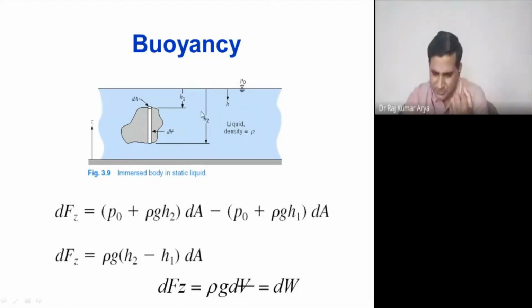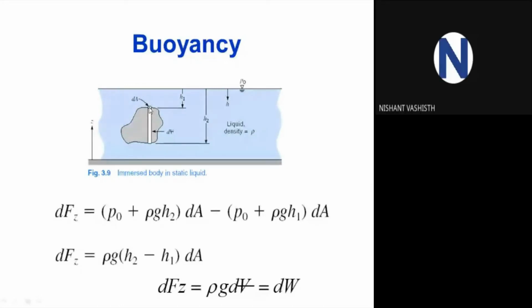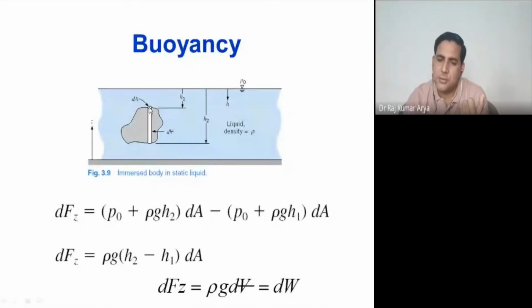So if you take this differential area, what should be the force on it? Pressure multiplied by area only, correct? The force caused by this particular height of fluid would be the pressure at this point multiplied by area. Is that fine? Yes, sir. Right? So that is the force on the top surface of this object.